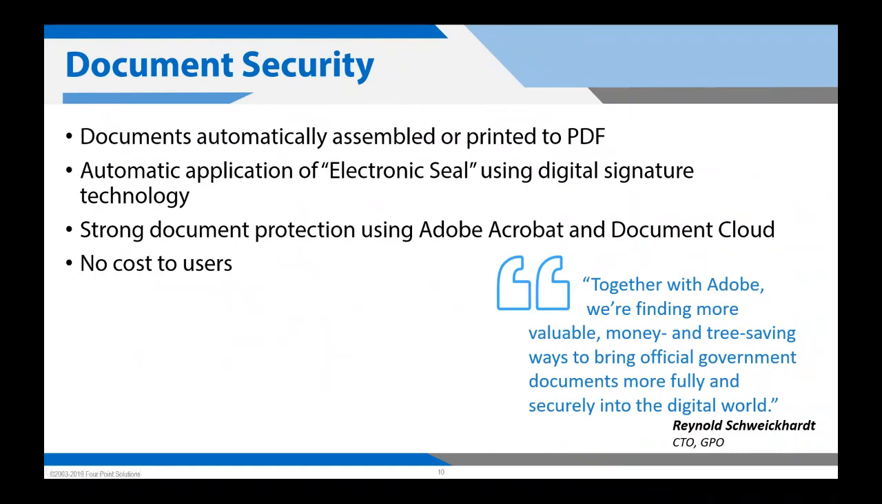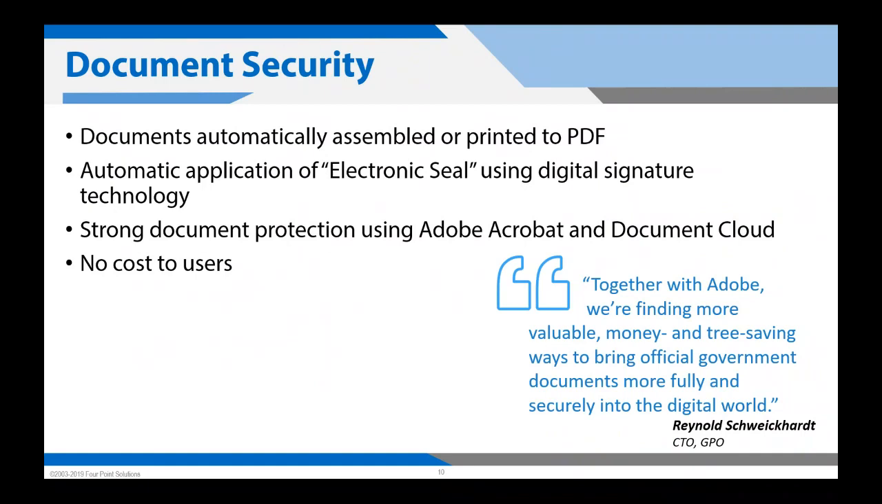So the documents are automatically assembled, they're automatically produced into a PDF from potentially multiple different sources. So you could take a Word document, another PDF document, merge those together. And then an automatic application of an electronic seal using digital signature technology protects that PDF and validates that this is the authentic environment. And actually, when people receive the PDF documents, they can check the signature to ensure that this is the official document.